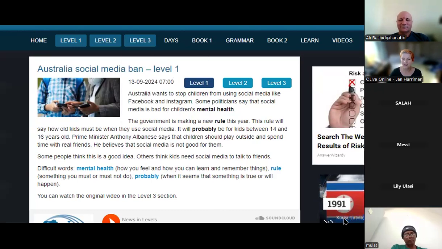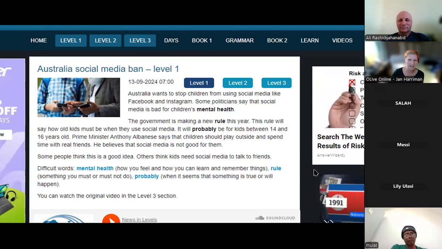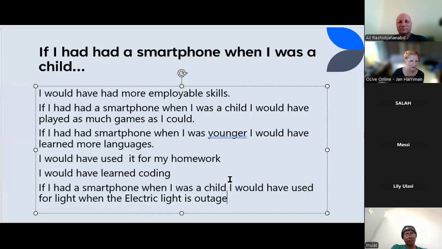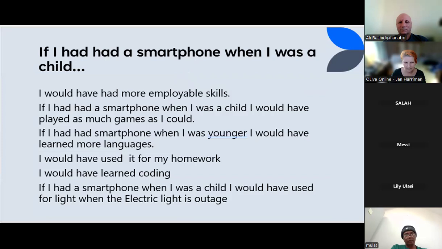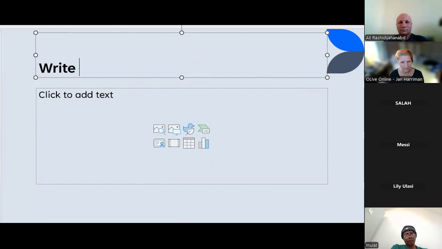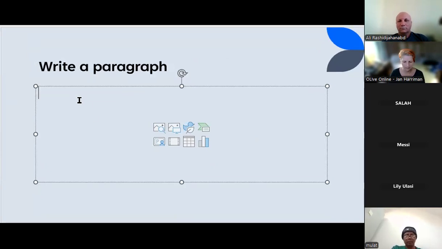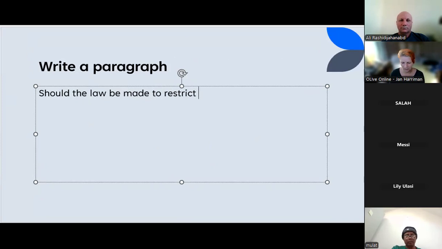So, I do recommend that you go to this article and maybe you can write. Here's a challenge for you. I would love for you to write a paragraph explaining why do you think should the law be changed, be made to restrict smartphones and social media use for children.